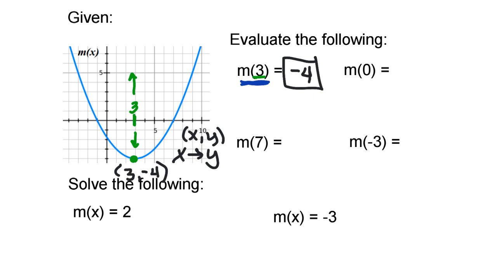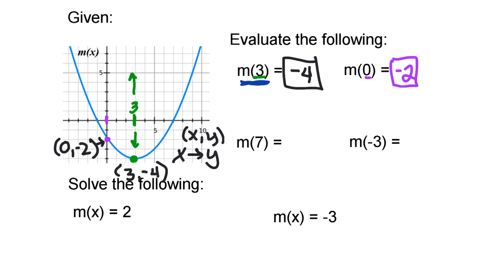So this next one, we're going to look at 0, and if you look closely, it doesn't match up perfectly, but we're going to force it to. So when I input 0, I get -2, because that point is (0, -2). I want you to try 7 and -3 on your own.